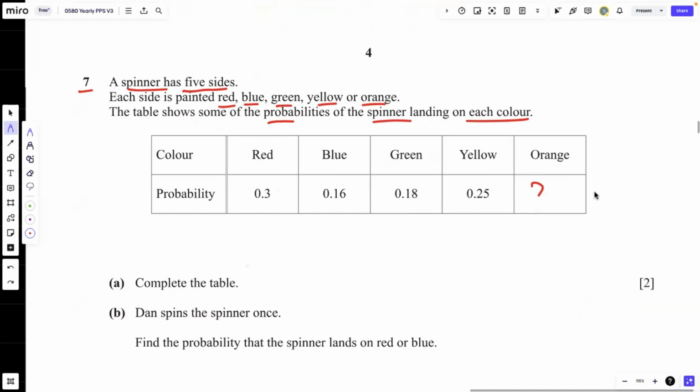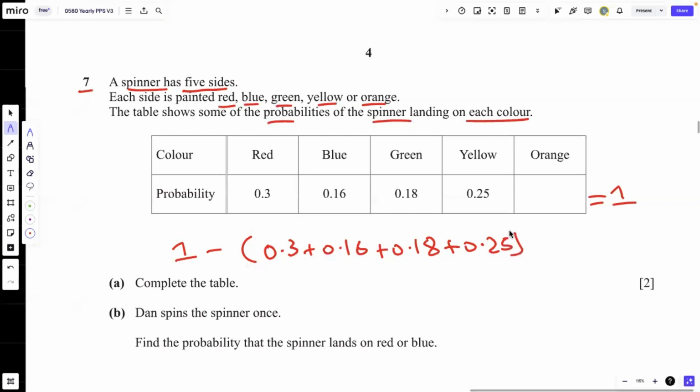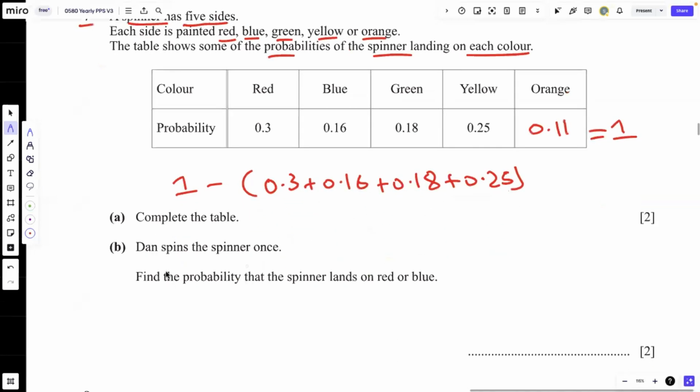This is relatively straightforward. The total probability of any particular event is 1. So I'll just do 1 minus all the other probabilities. The remaining probability has to be the probability of getting the color orange. So that's going to be 0.11. Second part.